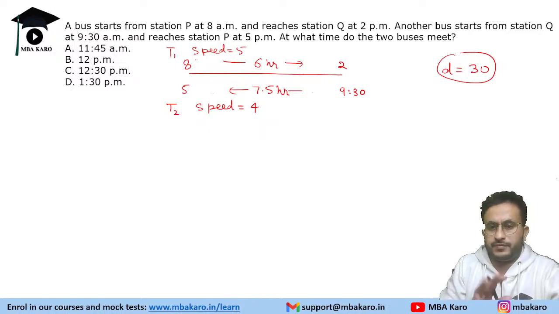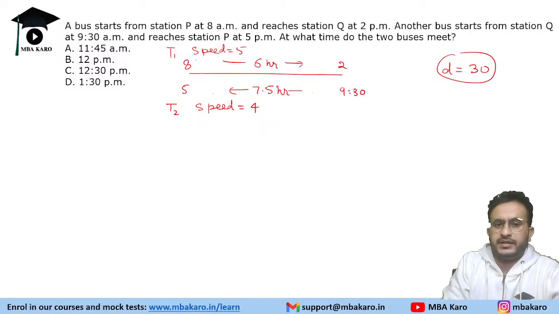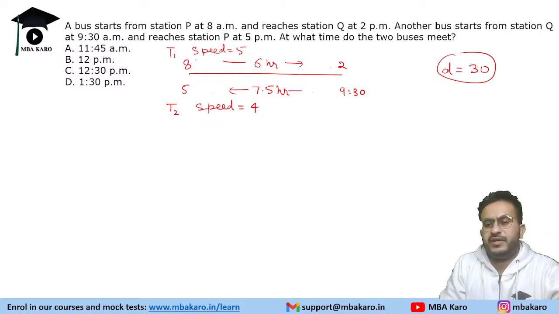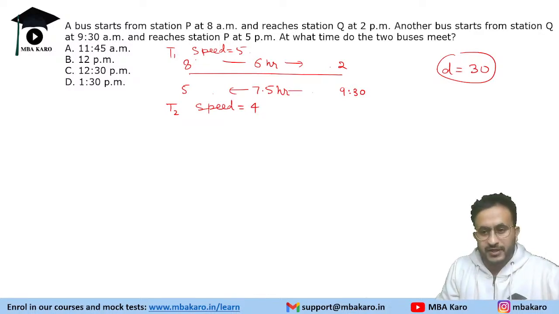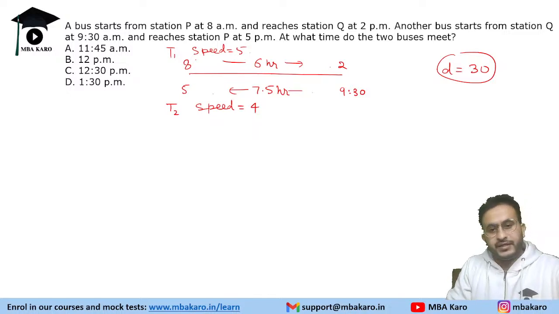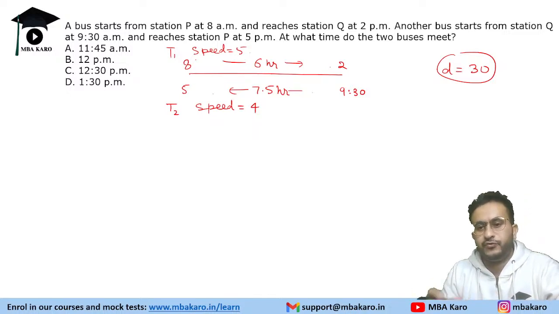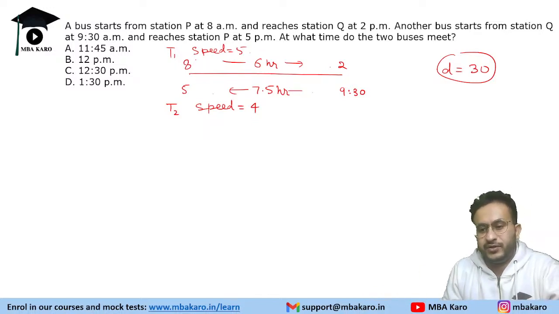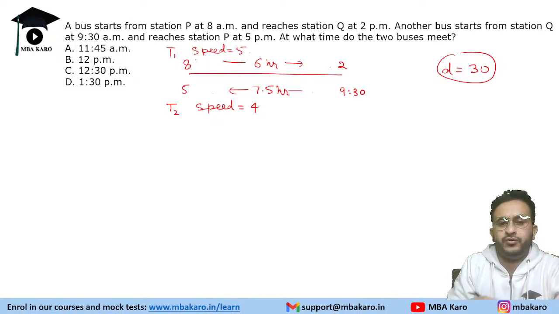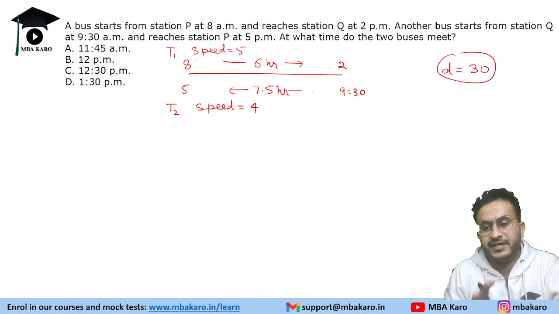Okay, did you get this part? The time taken by this train is 6 hours, so we take the distance as 30. Basically any multiple of the LCM works, where LCM is the least common multiple. You can take 15, 30, 45, 60, whatever you want. We are taking 30 only because the speeds come out as integer values. It does not matter. It's a ratio based question.